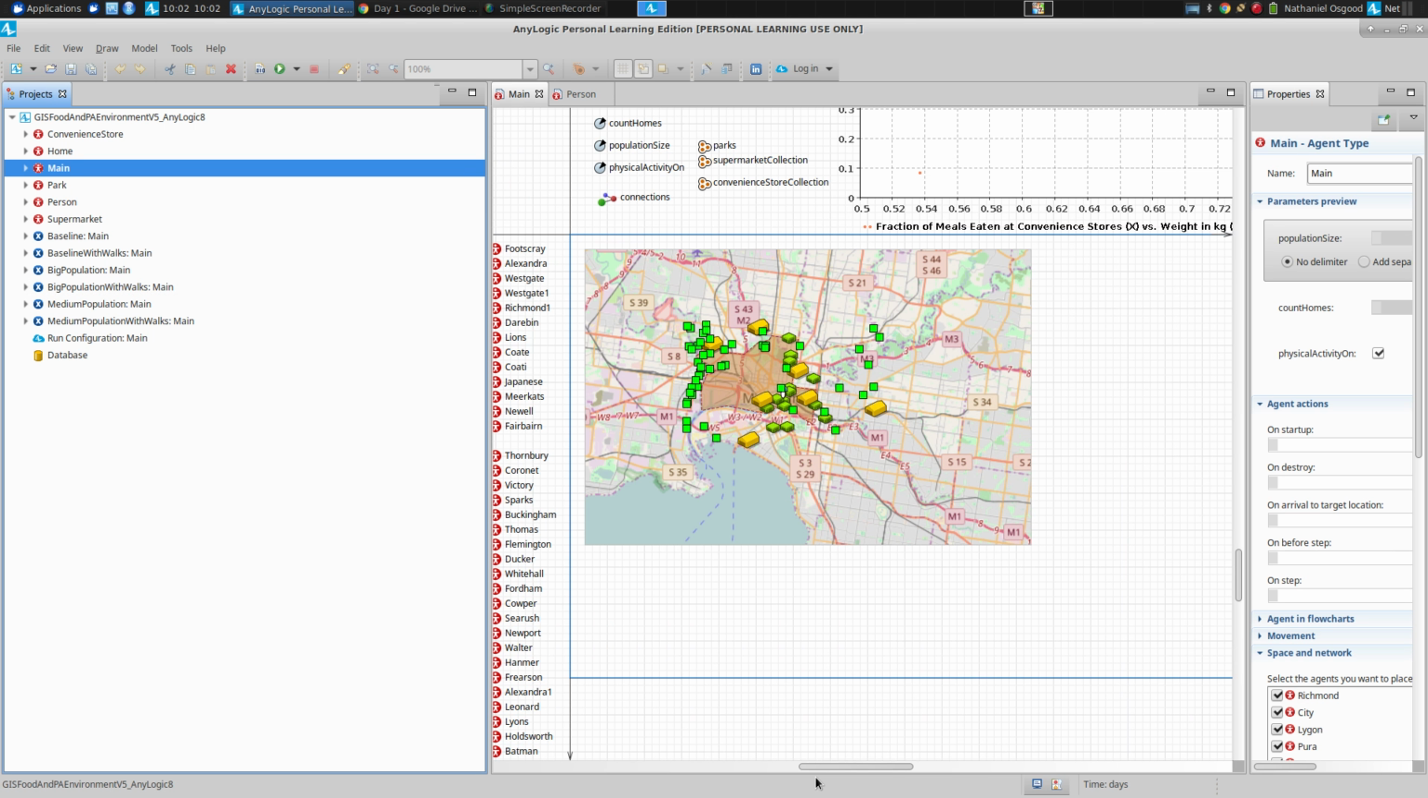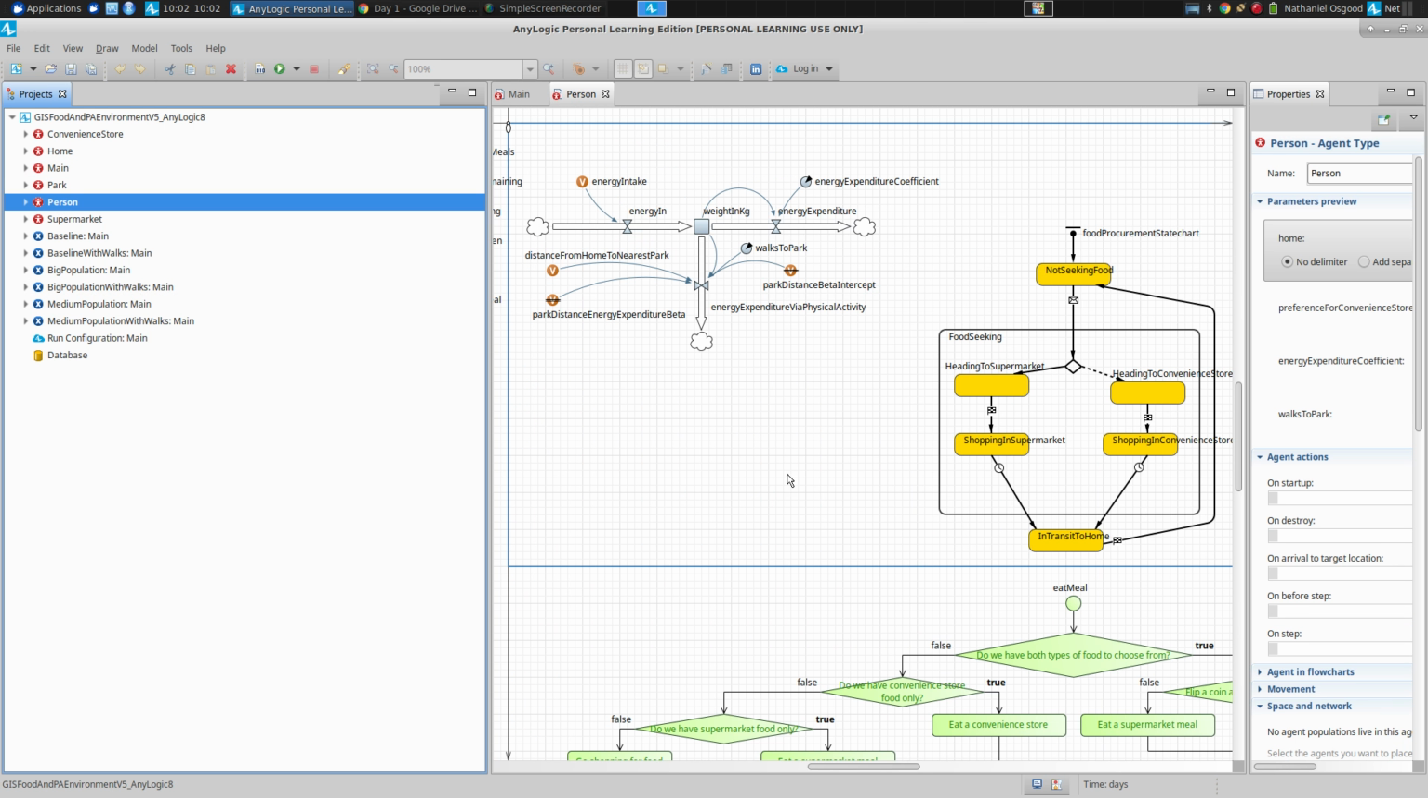So this is one use of models, and this is a model that combines many types of data from GIS servers on park location, convenience store, and supermarket locations, with information related to individual food-seeking, physical activity, and weight change. So that's a glimpse of a model. You'll also notice that this model is fairly visual. This is not an accident. It's not a curious feature of the situation.